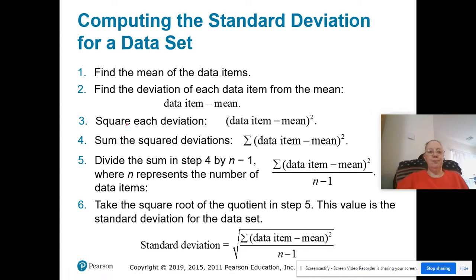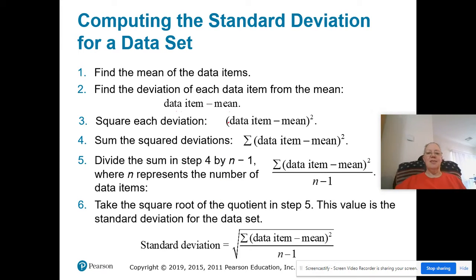Well, actually, step 2. Okay, so a lot of steps, not kidding, but each one of these is just simple arithmetic. All right. So the first one is find the mean. We know how to do that. Find the deviation. So we're going to take the data item and subtract the mean.